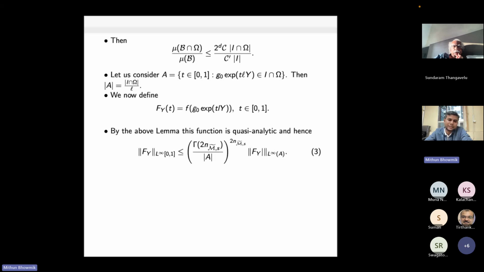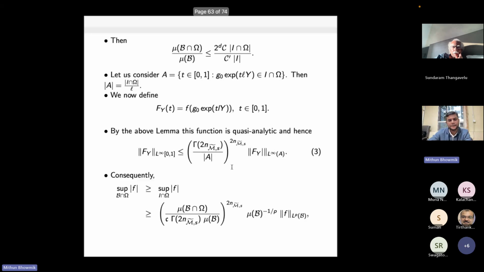There are certain things that we should remember: this direction Y depends on the point G0. If I change the ball, then G0 will change and the direction will change. So these constants should be independent of the direction Y. Those are the things that we managed to get.